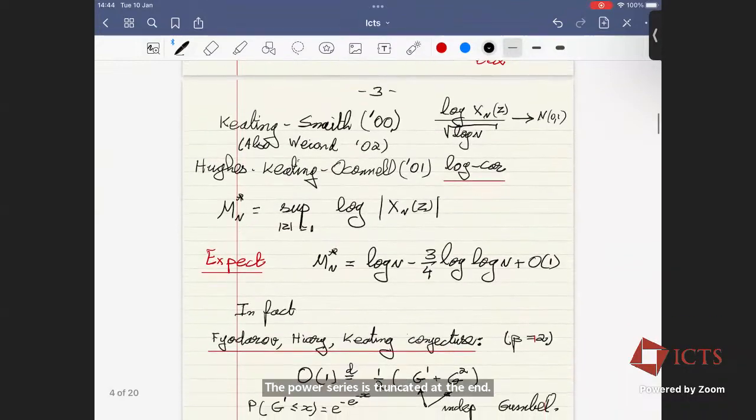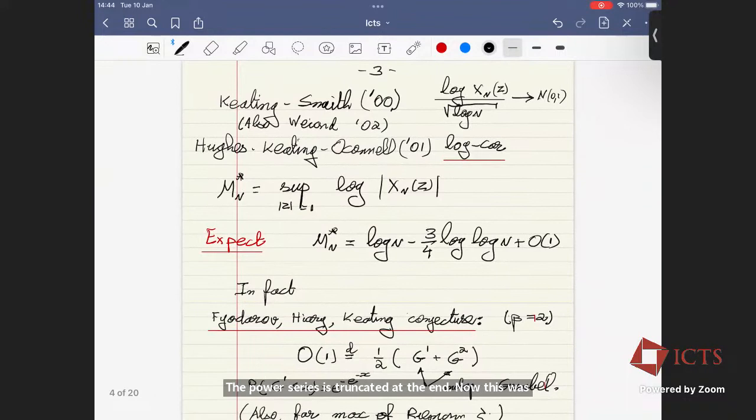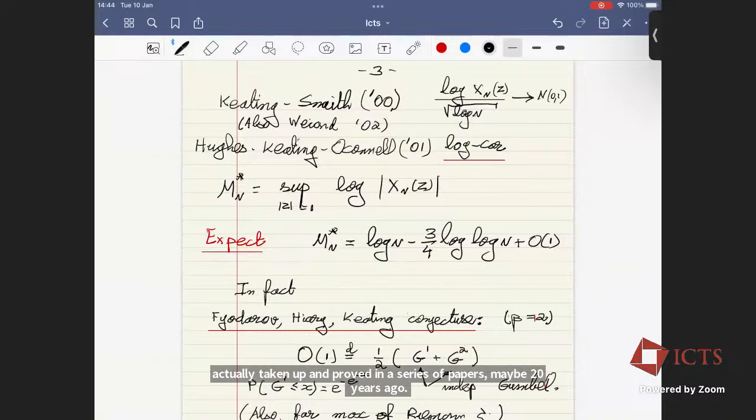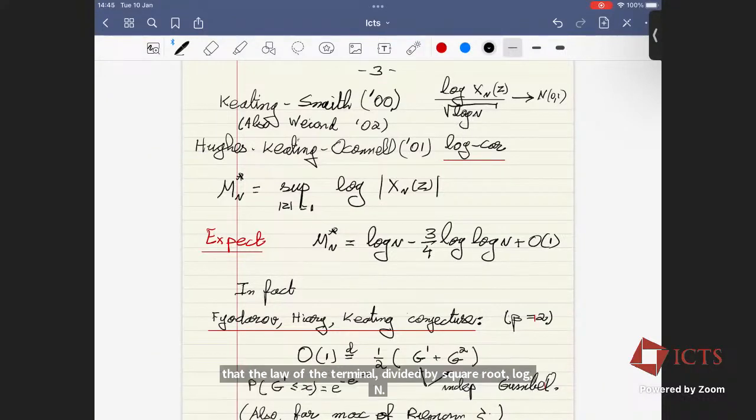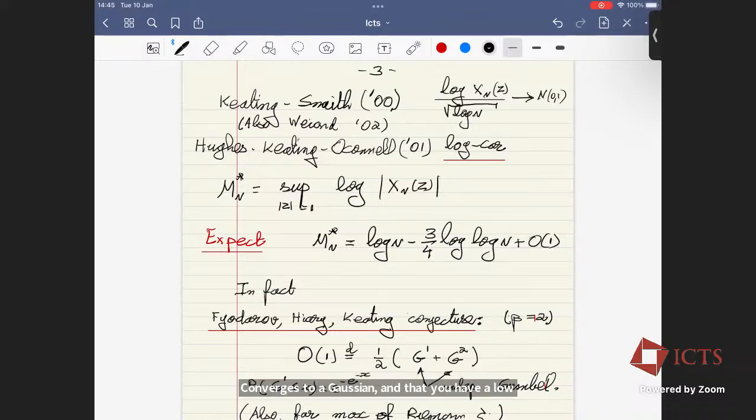Now, this was actually taken up and proved in a series of papers maybe 20 years ago: Keating and Snaith, Wieand, Hughes, Keating and O'Connell, all around the same period. They indeed proved that the log determinant divided by square root log n converges to a Gaussian, and that you have a log correlated structure, in the sense that if you integrate this object against a test function, you get a Gaussian variable whose covariance is the one you would expect from formally having a covariance which is logarithmic.